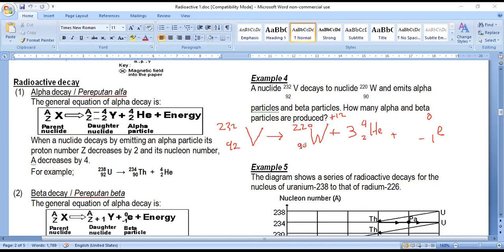Okay, how about the bottom one, right? So 90, so 3 times 2, so 90 plus 6. So I have 96. So how much do I have to minus, right? So I have to minus 4 to get back 92. Okay, so you put 4 here. Okay, so the answer will be 3 alpha, 4 beta. Okay, 3 alpha, 4 beta.